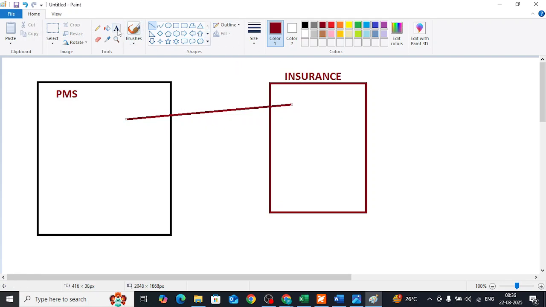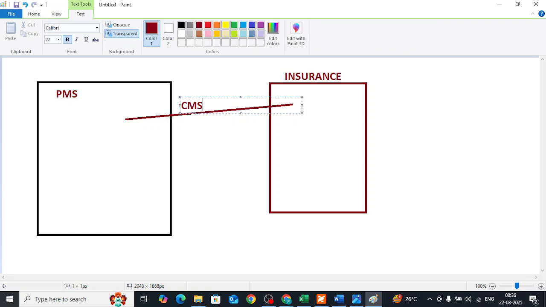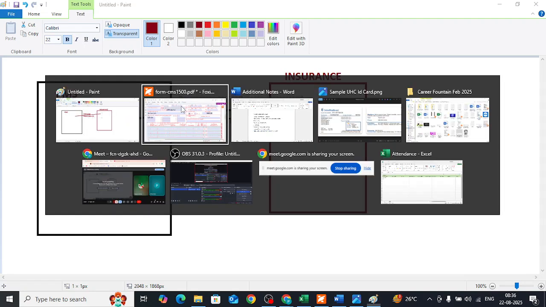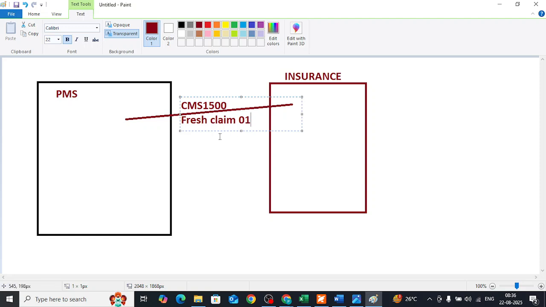that means first time billing the claim, CMS 1500. So if you are billing for the first time, that means the fresh claim, so it will go with the 01 code.